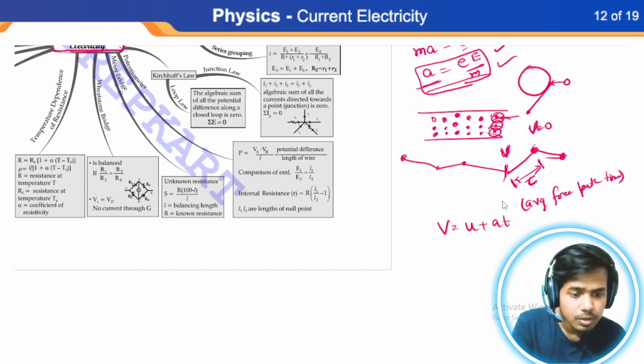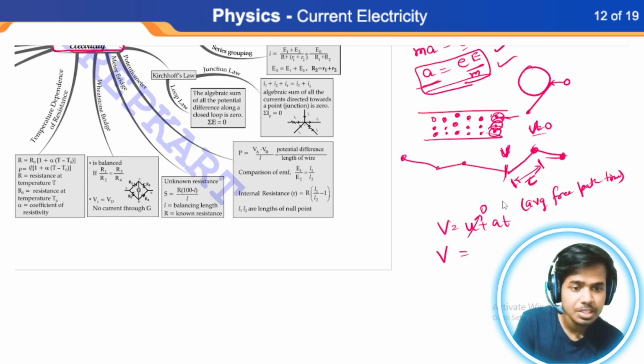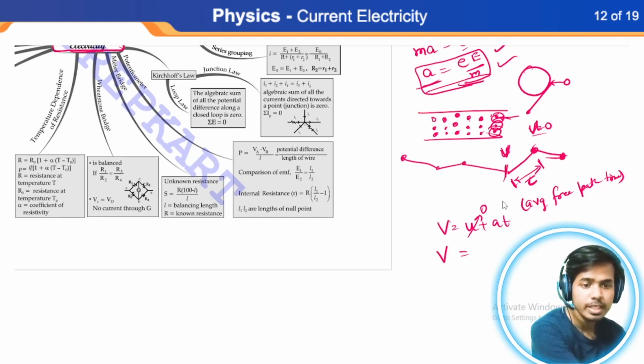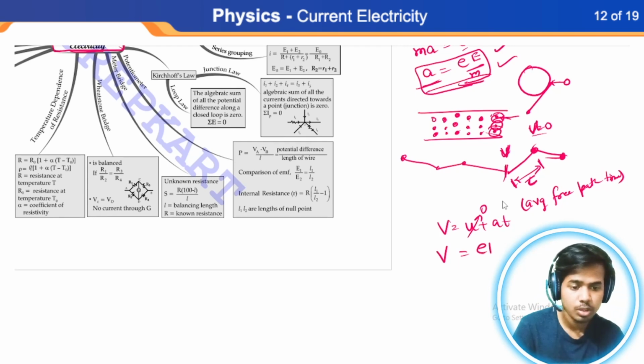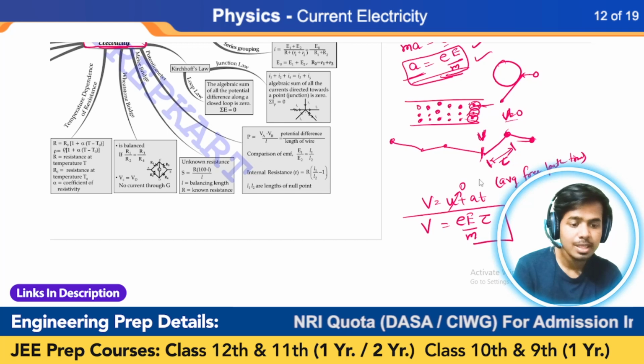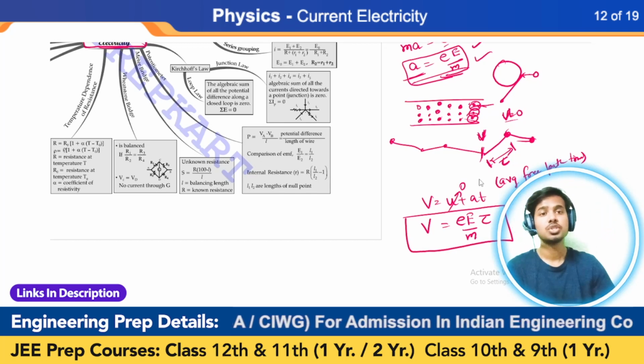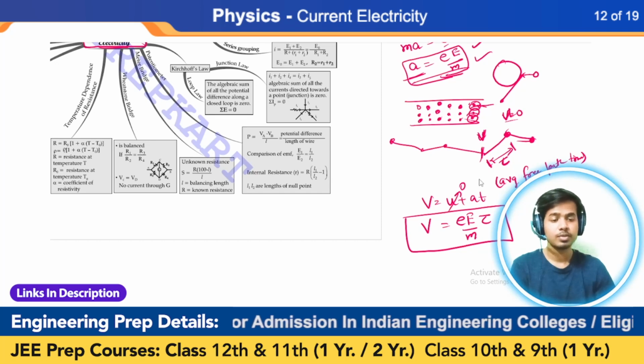So v is equal to what? Now here u is equal to 0, so I can put it at 0, and acceleration is small e capital E by m, so v is equal to small e capital E by m into tau. This should be the maximum velocity that the electron can achieve after its motion through a time period of tau seconds.